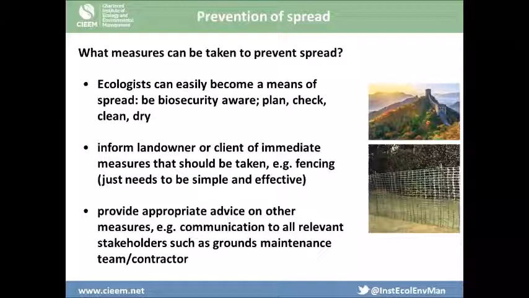Installing a fence to prevent the spread of a species around a site can be a massively effective way of reducing the risk of spread. It doesn't have to be a great wall, it just needs to be an effective barrier with clear signage so that people know that they're not supposed to cross this line without taking appropriate precautions. And also providing advice to the landowner about communicating restrictions to grounds maintenance. You don't want somebody coming along and flaying a big pile of giant hogweed or Japanese knotweed, or somebody accidentally spraying an invasive plant in a way that could actually make its ultimate control more difficult.